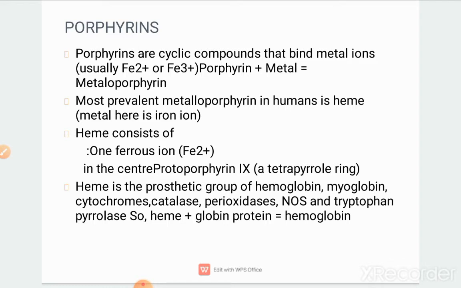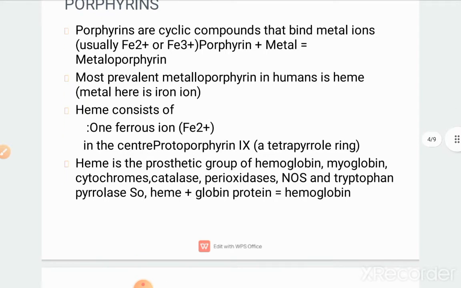Metal here is iron. Heme consists of one ferrous ion, Fe2+, in the center of protoporphyrin 9, a tetrapyrrole ring. Heme is the prosthetic group of hemoglobin, myoglobin, and cytochromes, catalase, peroxidase, NOS, and tryptophan pyrrolase, and so on. So heme plus globin protein is equal to hemoglobin.